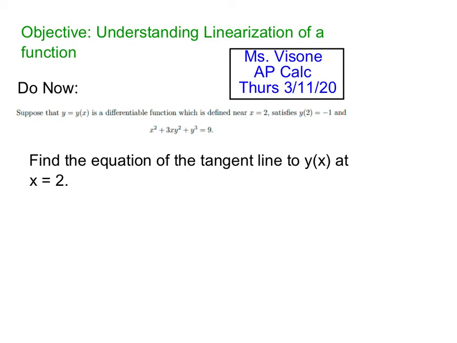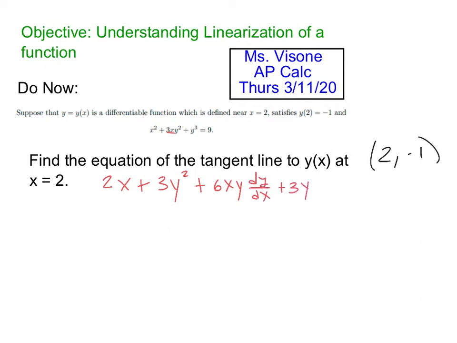All right. So tangent line. They gave us the point (2, -1), so we just have to find the derivative. So derivative is 2x. Change my color. 2x plus derivative of 3x is 3y squared plus 6xy dy/dx plus 3y squared dy/dx equals 0.